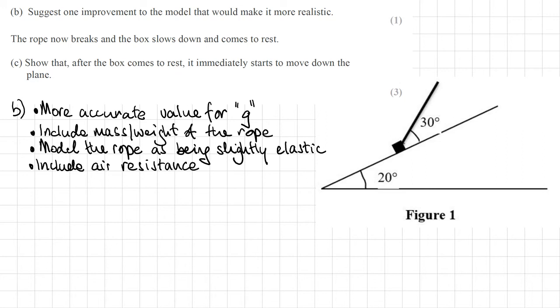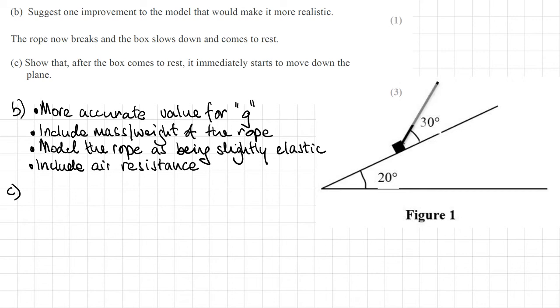There may be others, but they're the main ones I can think of. Part C, the rope now breaks and the box slows down and comes to rest. And what we need to do is to show that after the box comes to rest, it immediately starts to move down the plane. So if the rope breaks, this force here is all gone.